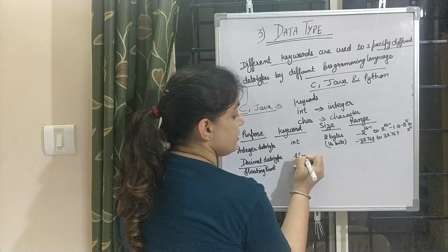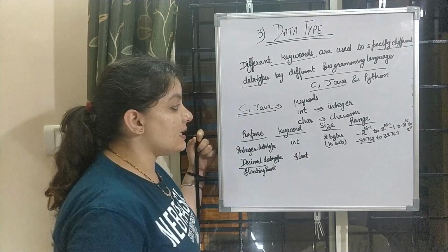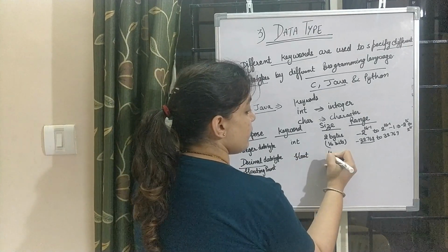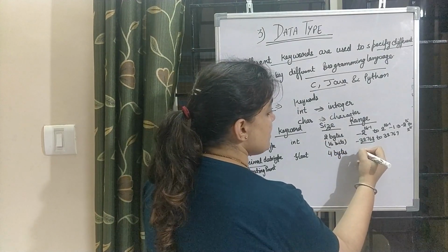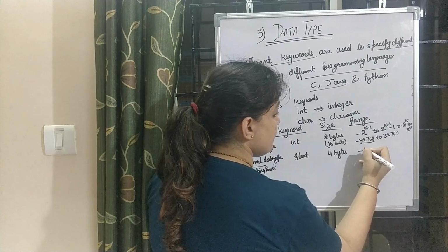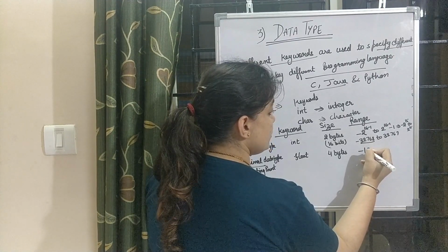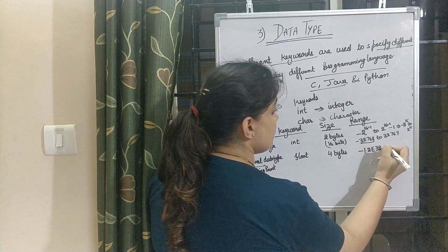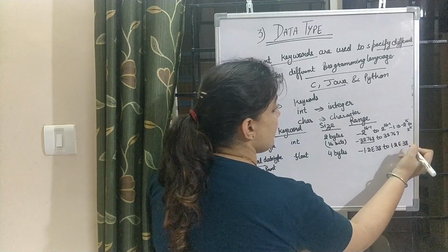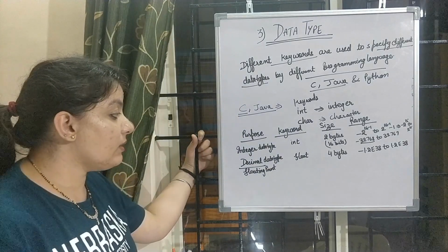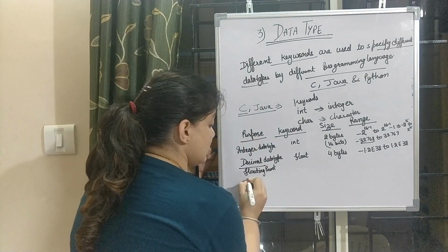that is float, and its size is 4 bytes and its range is minus 1.2 E38 to 1.2 E38. Okay. Now the next data type is the character data type.